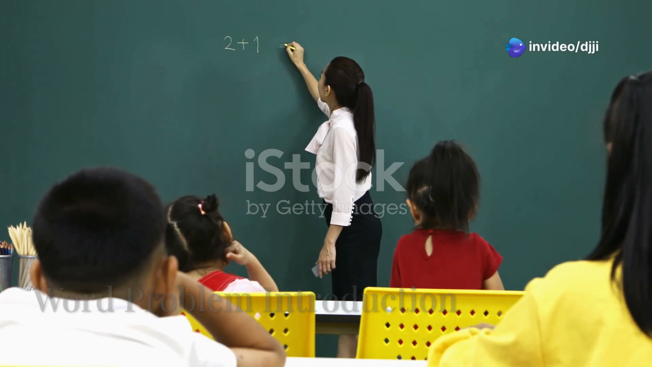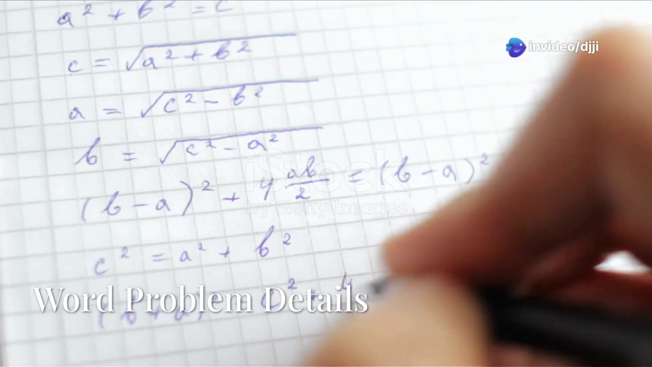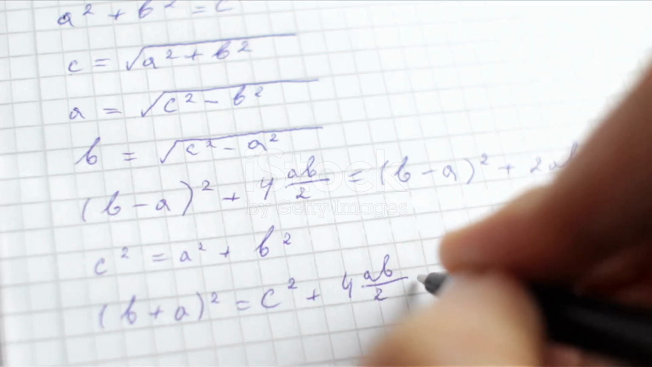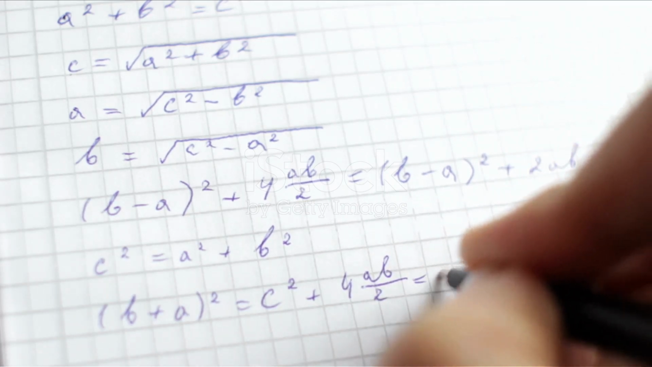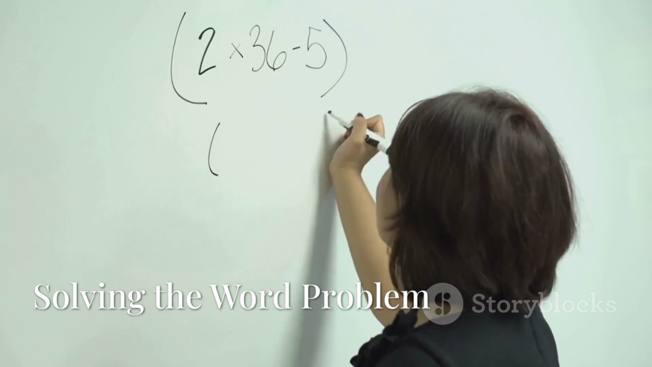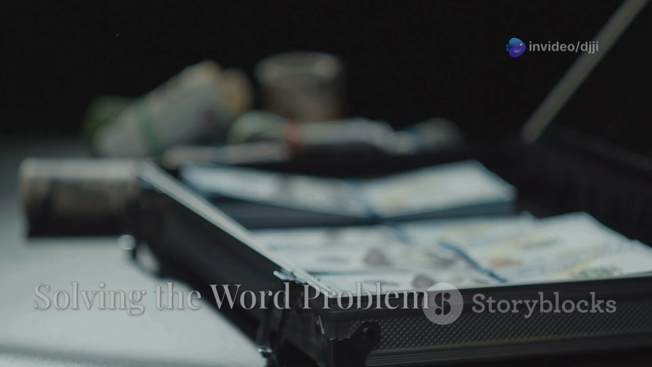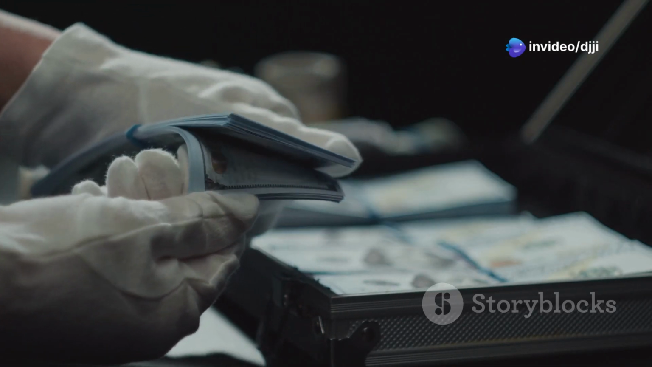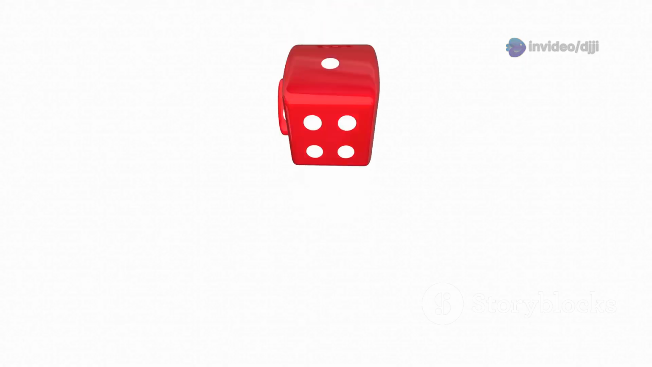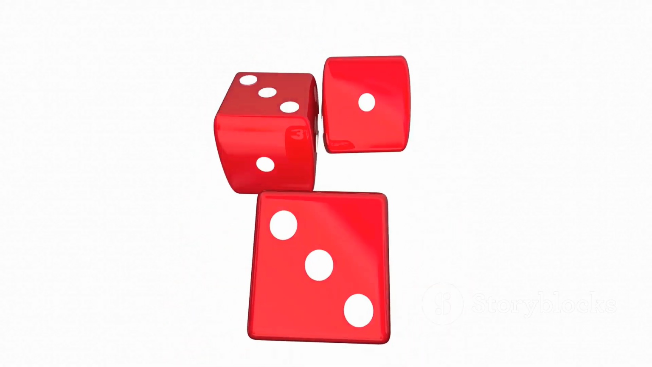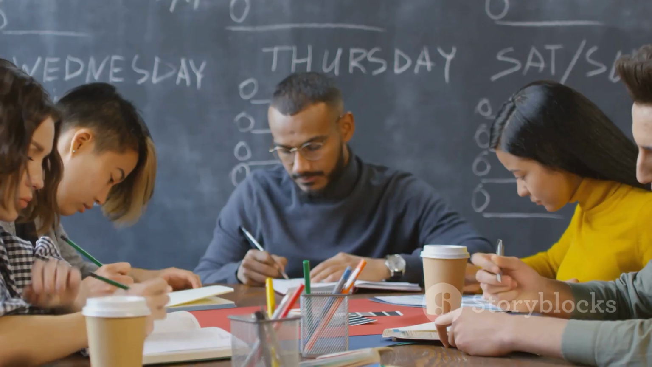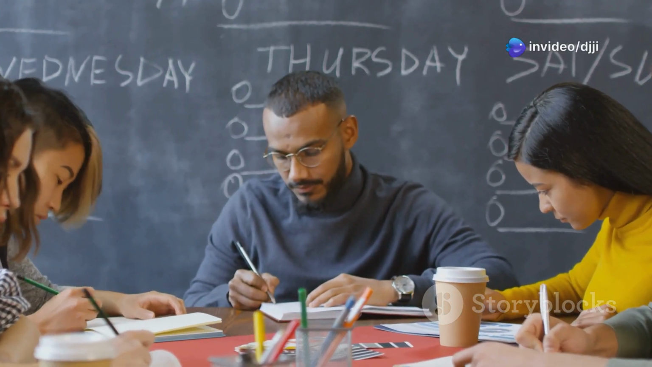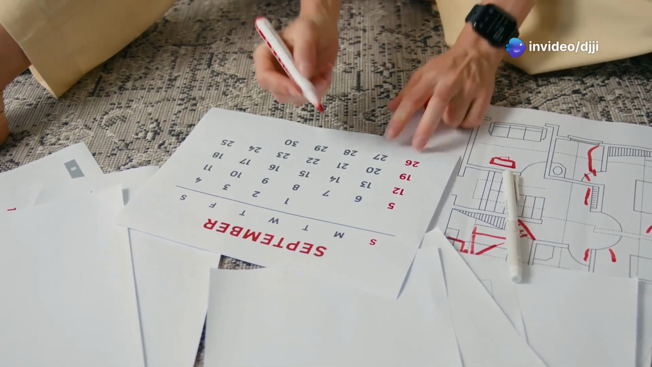Let's look at a word problem. If Sarah invests $5,000 in an account that earns 4% annual interest compounded quarterly, how much will she have after 3 years? Okay, let's work through the solution. First, identify the variables. Principal, which we'll call P, is $5,000. The interest rate, or R, is 4%, or 0.04. The number of compounding periods per year, N, is 4, since it's compounded quarterly, and the time T is 3 years.